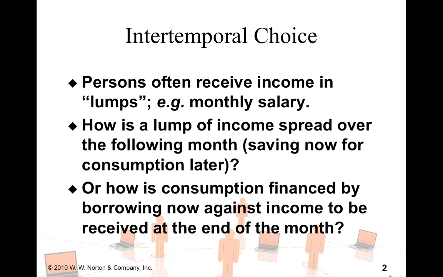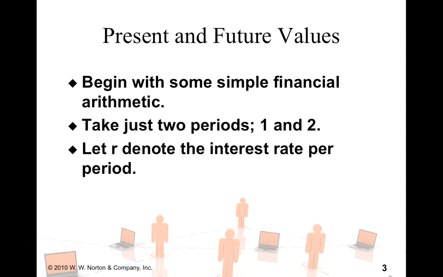Usually, persons receive income in lump sums or in lumps. Example, monthly salary. Now the question is, how is a lump of income spread over the following month? Saving now for consumption later? Or how is consumption financed by borrowing now against income to be received at the end of the month? These are important questions that we would address in intertemporal choice.